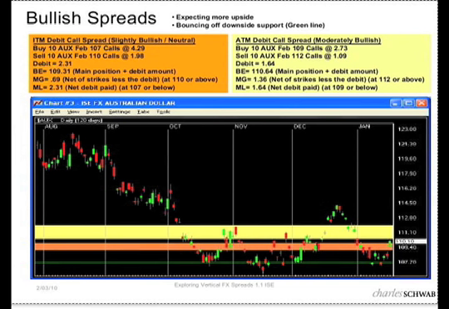Well, what I've got on here are two separate bullish spreads that you might be able to use as potential ways to capitalize on your belief that this index is heading higher. The first one is a very conservative trade. The second one is a little bit more aggressive.